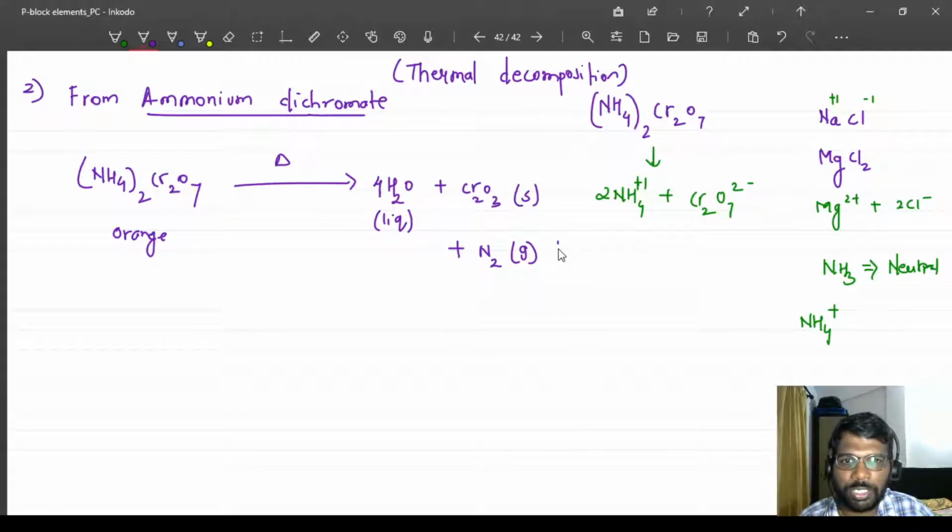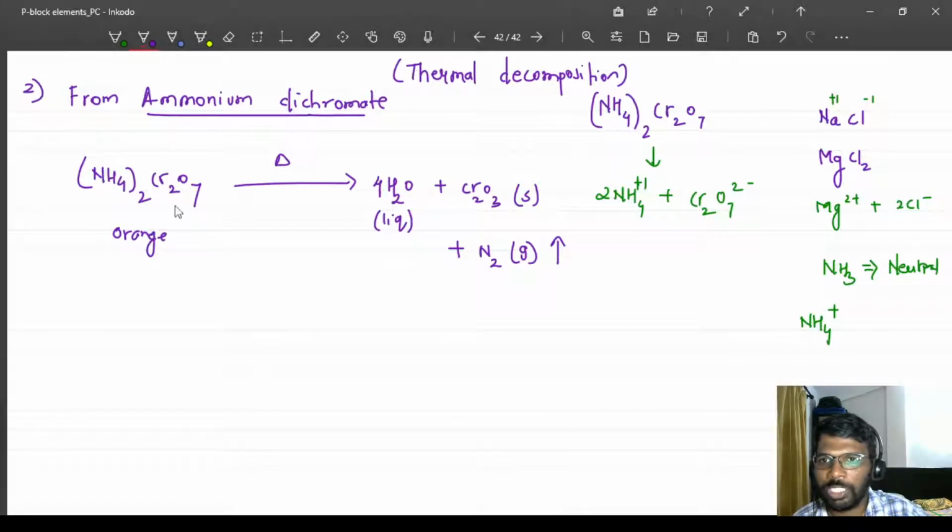Since this is in the gaseous state, it could be easily separated from the other byproducts. Always remember, if the main product and byproducts are in the same physical state, there are different methods of separation. But if by chance the main product is in the gaseous state or some other state than the byproducts, then it is very easy for us to separate it. Since here it is gaseous, it is very easy to remove the nitrogen from the water and Cr2O3, and it is so effective.